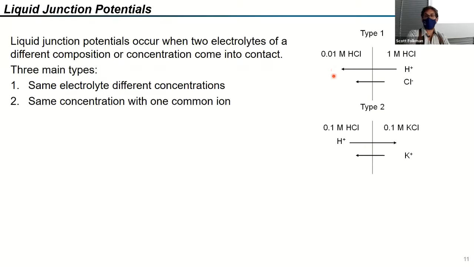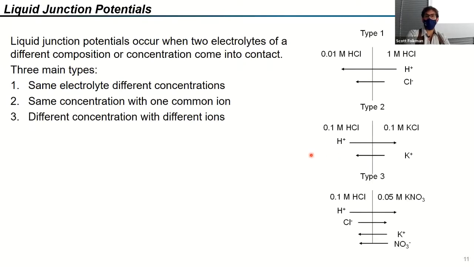So if we take a look at the second type, it's the same concentration on two sides, but with one common ion. So we have 0.1 molar HCl, 0.1 molar KCl. Again, as the system attempts to reach chemical equilibrium, we have different mobilities of these ions. H+ moves faster towards the right-hand solution, and K+ moves slower towards the left-hand solution. The last case to consider is where nothing is the same. We have two solutions, different concentration with different ions. Again, all of these ions will have different mobilities.